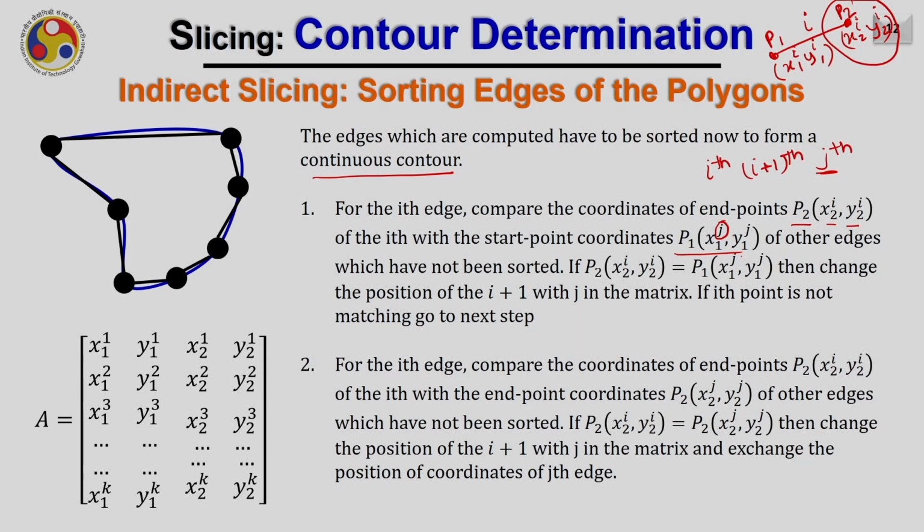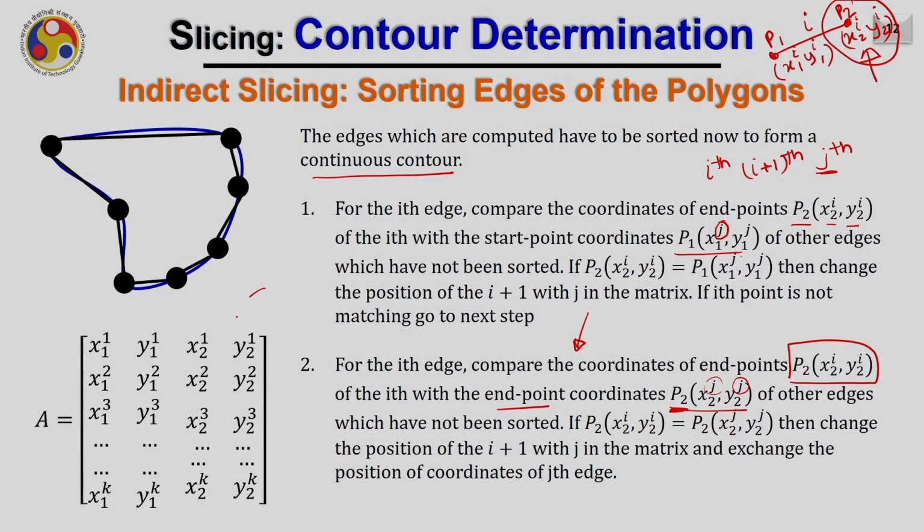If the P2 which we have picked is not matching with any of the edges, then we have to go for step 2. In that case, for the ith edge, compare the coordinate of P2, which is the picked point, with the end point, which is P2, not P1 now, of the randomly picked jth line. Now, if this P2 is equal to the end point of another randomly picked line, then in that case you have to change the position of the (i+1)th line with the jth line in the matrix, and also exchange the position of the coordinates of the line.